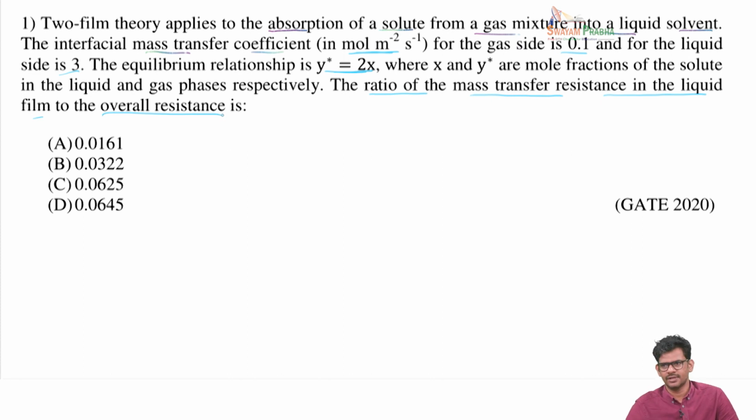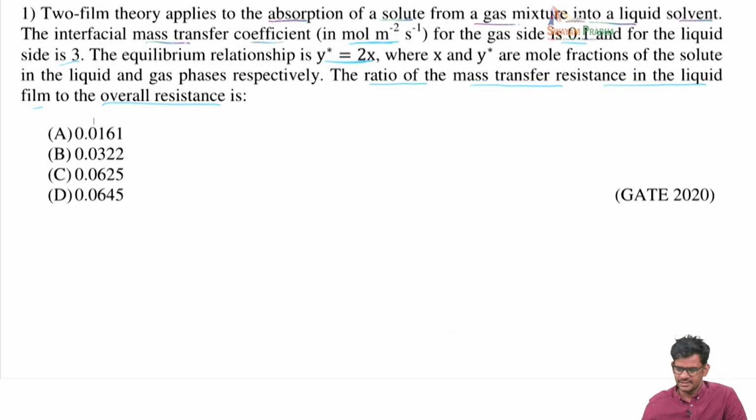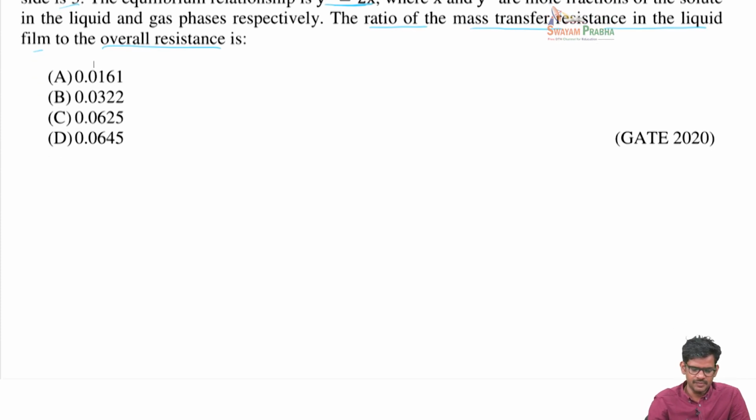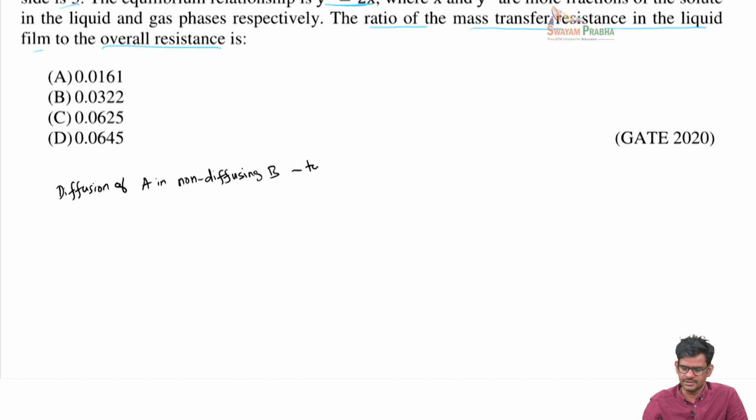So first of all, to answer this question, it's good practice to list out all the known data, okay. So what are the known data? First of all, I want to write that it is a diffusion of A in non-diffusing B type mass transfer, okay. So the type of mass transfer, we will note it down.